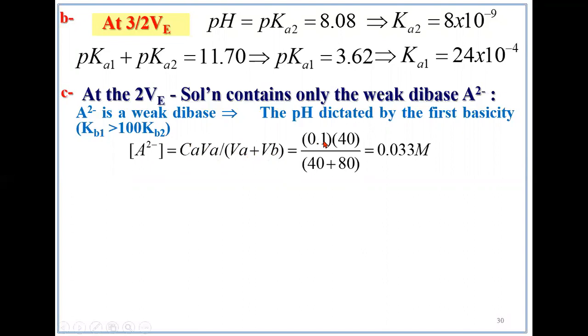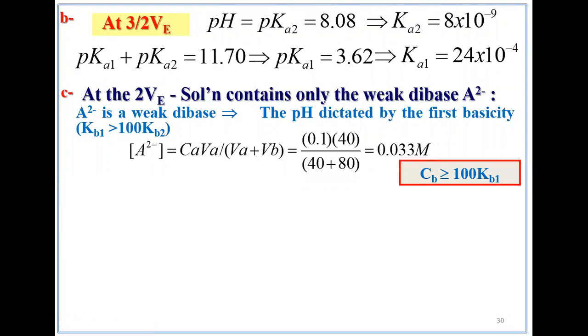So concentration 0.1 of the acid, volume of the acid is 40 mils. And of course now, I had to use this number, the volume of the acid. This is volume of the acid 40 mils plus 80 is the total milliliters of volume to get to second equivalence. Now, if they didn't give you this number, you know how to get it, because that's just 2 times the volume of the equivalence point. Okay, so get the actual numerical value here. You get a concentration, which is 0.033.